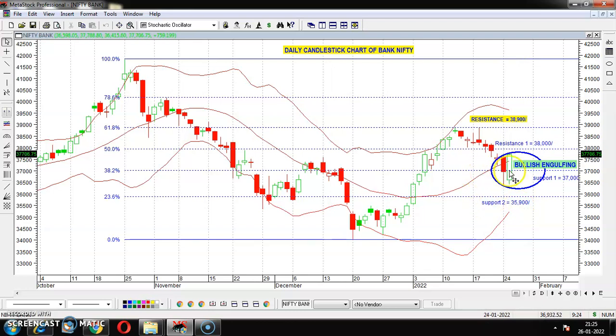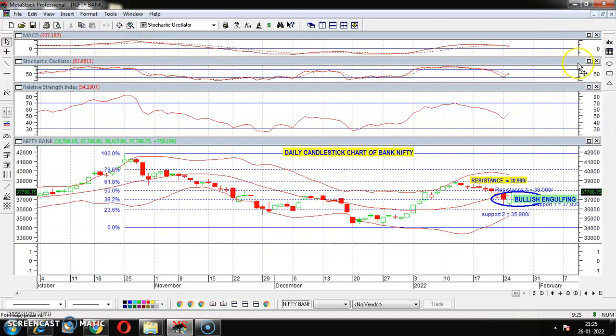Bank Nifty must trade above this level, that is 37,000. Not only 37,000, it should close also above this level. If this happens, then there is a possibility of a move towards the upside, as far as this Fibonacci retracement zone is concerned. Now let me go to another parameter also. Let us check another parameter.